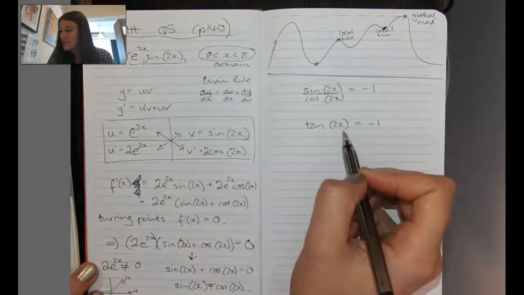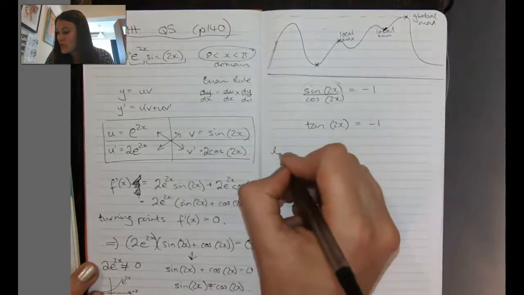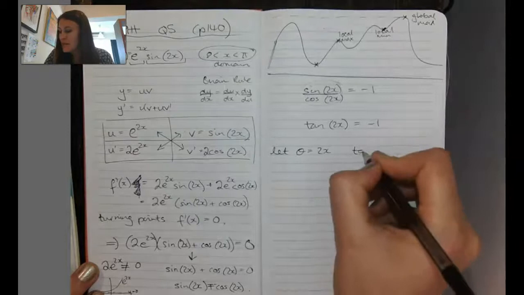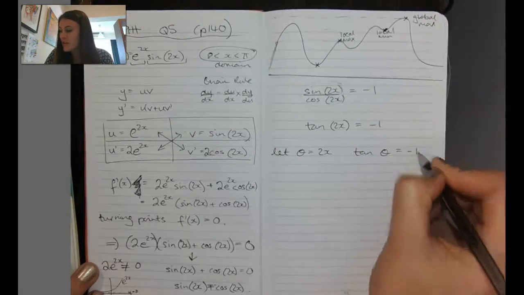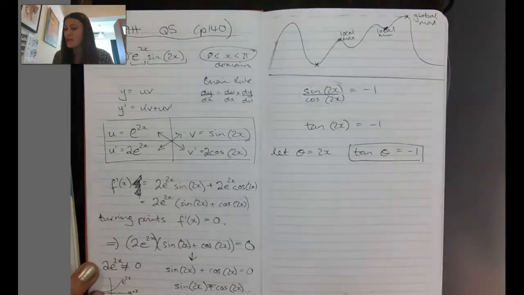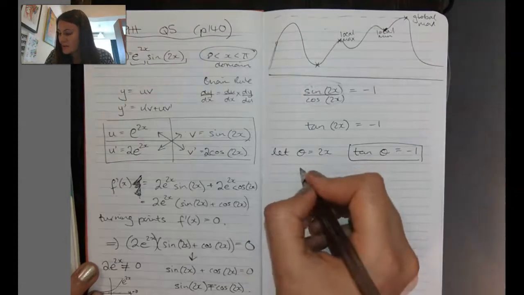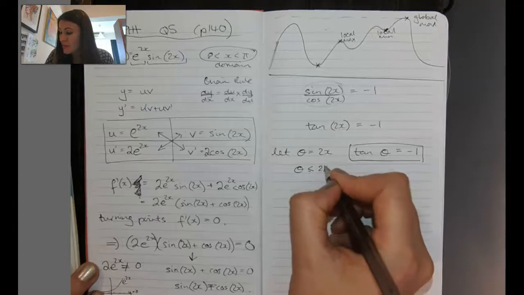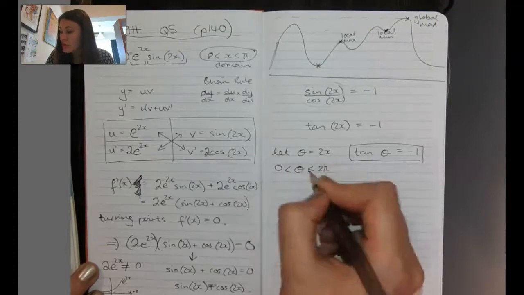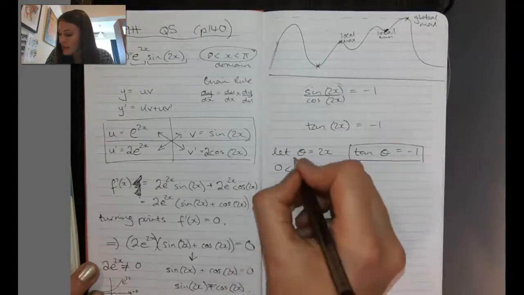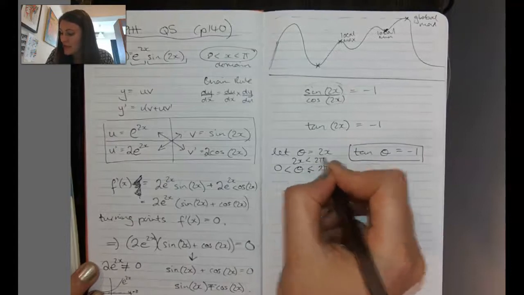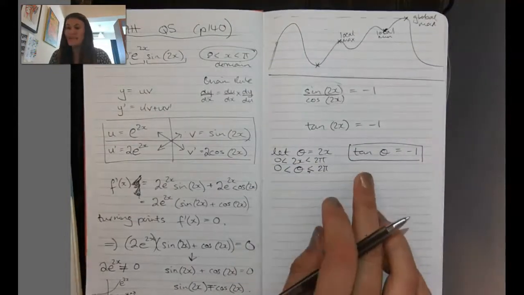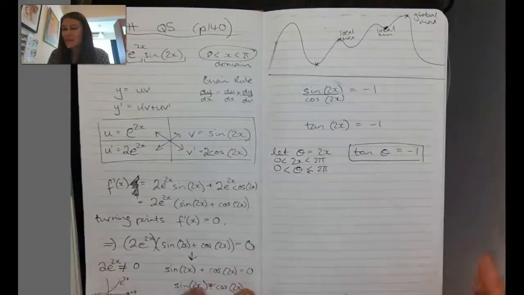I think it's easiest here to just use a substitution, like let theta equal 2x. So I'm actually just simplifying the equation. I just need tan of theta is minus 1. And my new domain, because theta is 2x, will be from 0 to 2 pi, because I'm basically doubling everything. You could write it like that, just to make it really clear. So I want to know, when is tan theta negative 1?